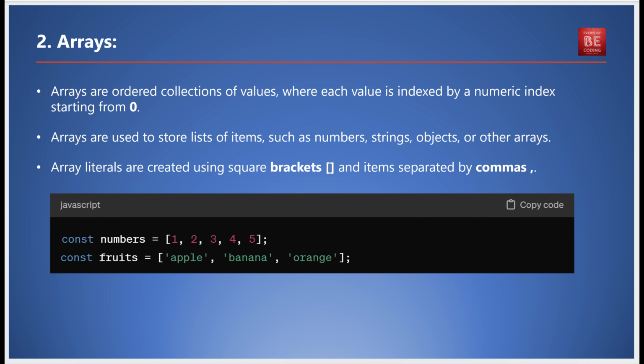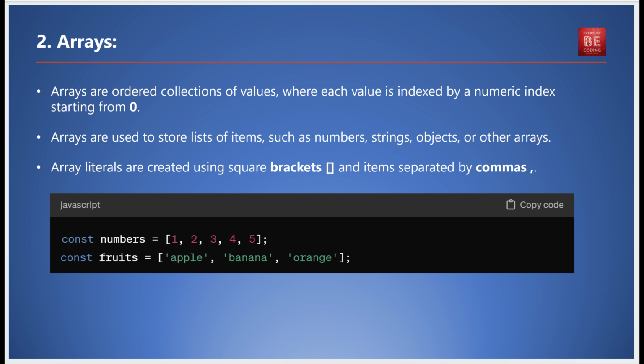Arrays are like a well-organized bookshelf, an ordered collection of values, each indexed by a numeric index starting from 0. Arrays are the perfect choice when you need to store lists of items, be it numbers, strings, objects, or other arrays. Creating an array is straightforward with square brackets and items separated by commas.